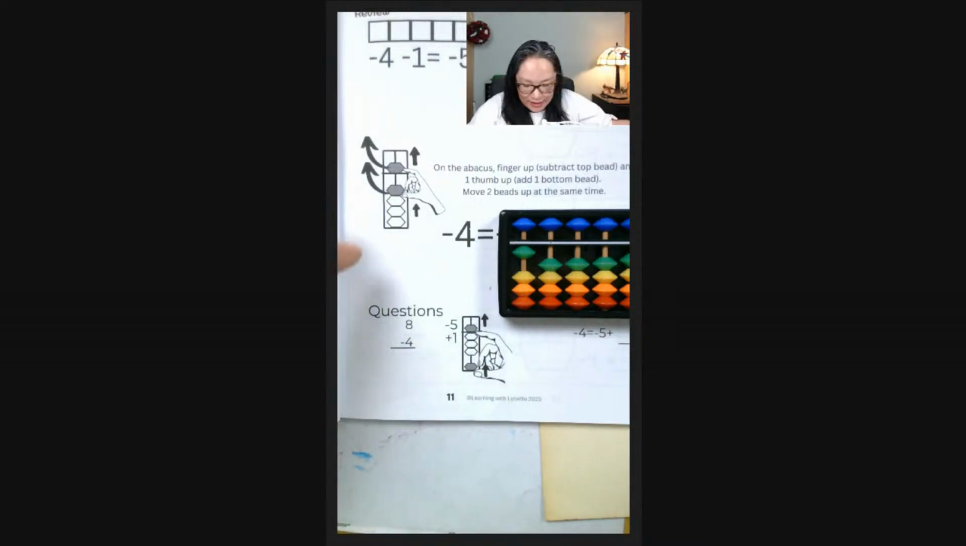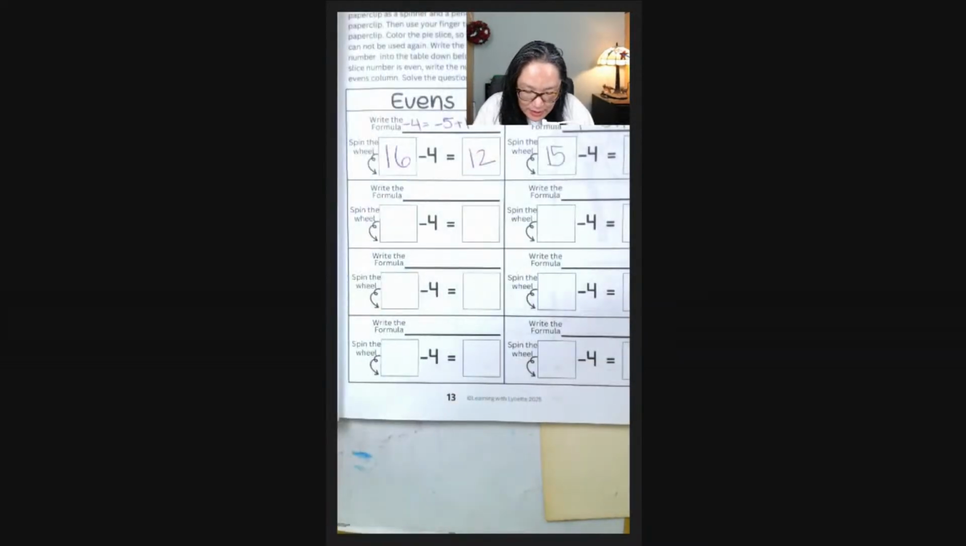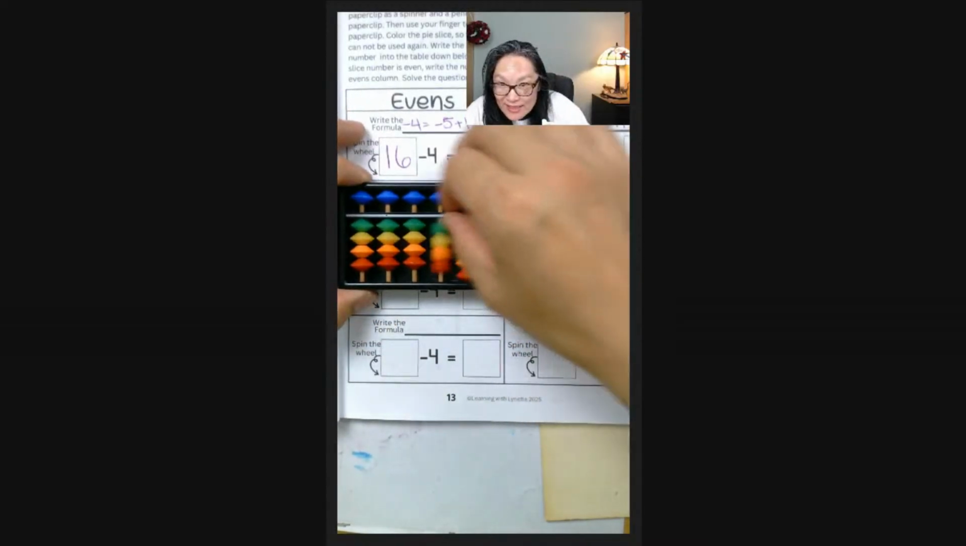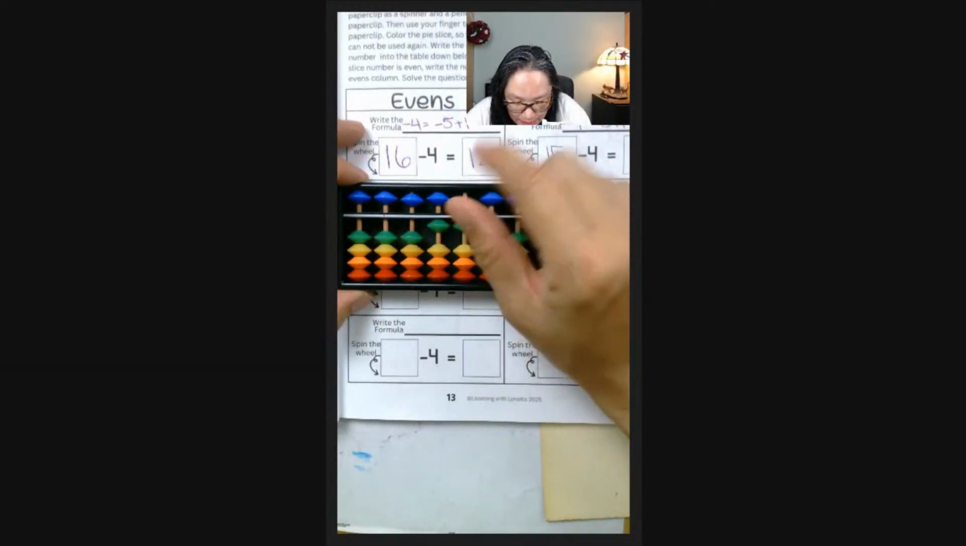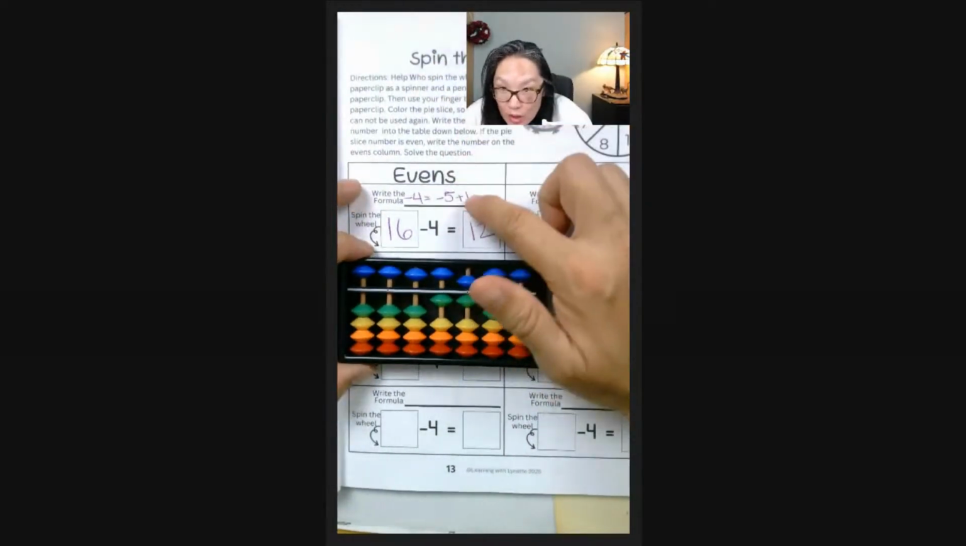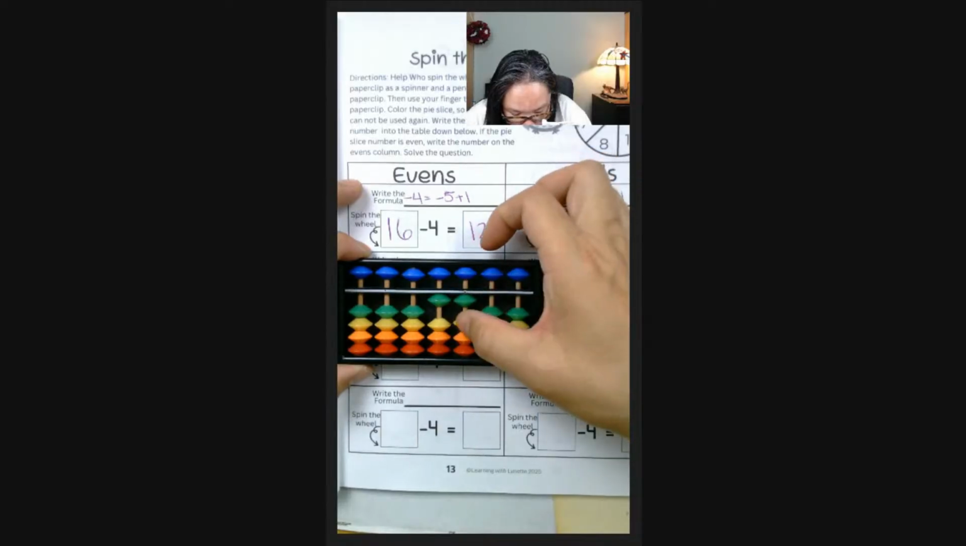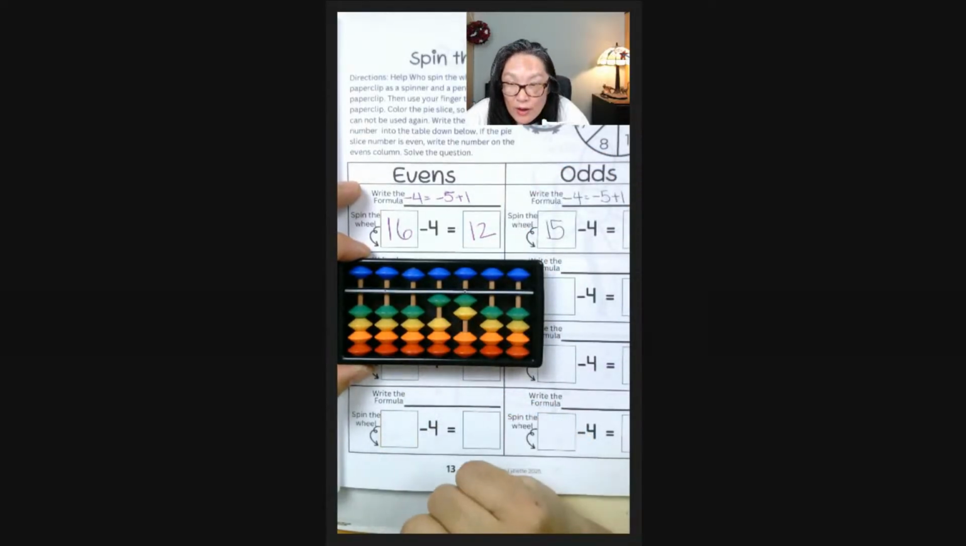So when we're looking at it, what we just did is we understand how to take away the 4. Does that make sense? And then we could do it again. We have 16 on the abacus. I want to take away 4. There's not enough to take away the 4. We know to minus the 5 plus the 1. So what is it doing? Minus the 5 plus the 1. And our final answer is 12.